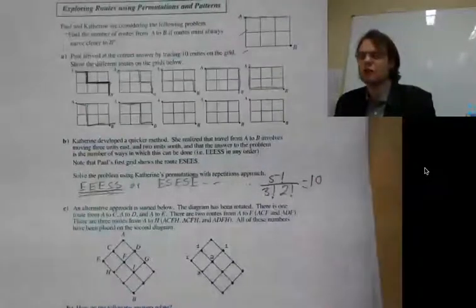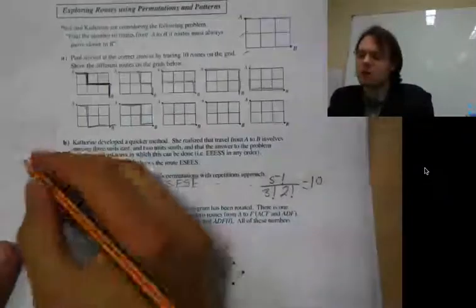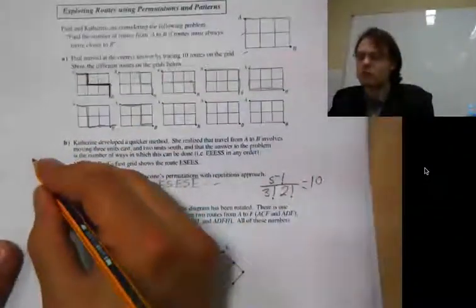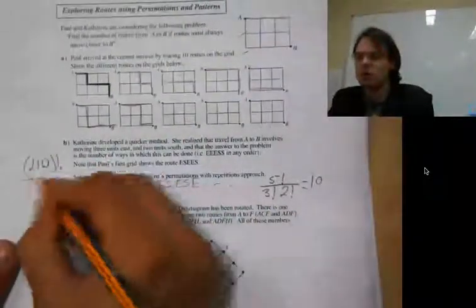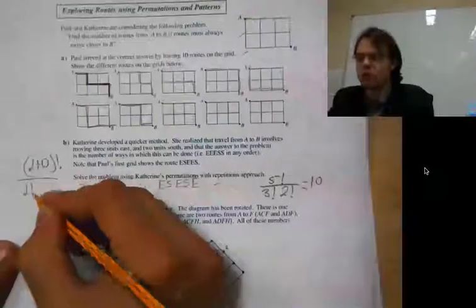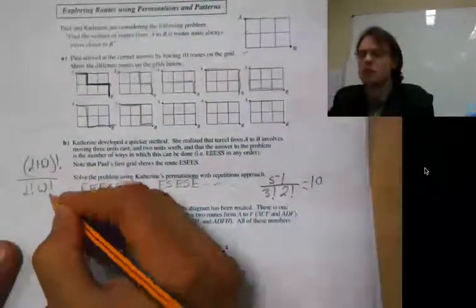Another way of looking at it would be, think of your length and your width. So it's length plus width, factorial, all over length factorial multiplied by width factorial. That's another way of looking at it.